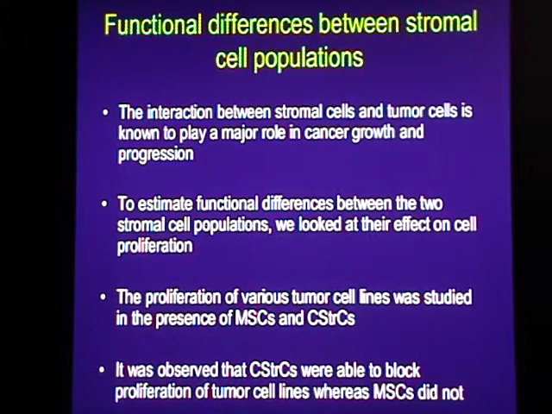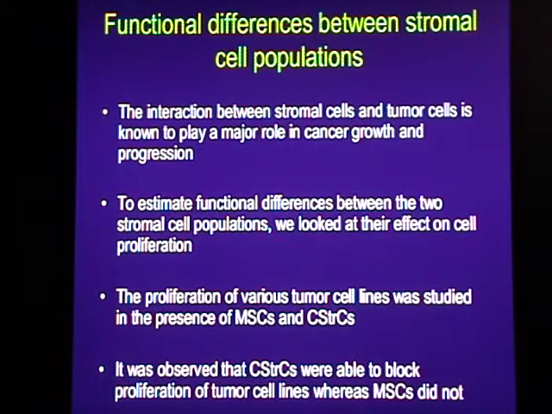and so part of this we took a functional evaluation between different stromal cell populations. Obviously, the interaction between stromal cells and tumor cells is known to play a major role in cancer growth and progression. So to estimate the functional differences between the two stromal populations, we looked at their effect on cell proliferation, and the proliferation of various tumor lines was studied in the presence of bone marrow-derived MSCs and cardiac-derived stroma. Our studies demonstrated that the cardiac stroma were able to block proliferation of tumor cell lines, whereas, as reported extensively in the literature, MSCs actually supported the proliferation of tumor cells.